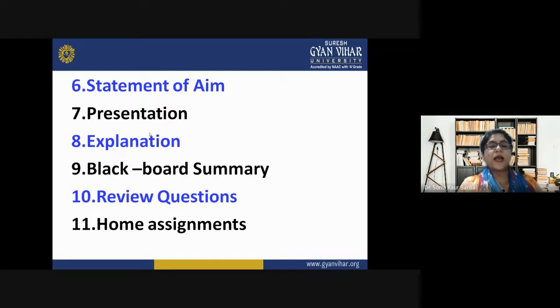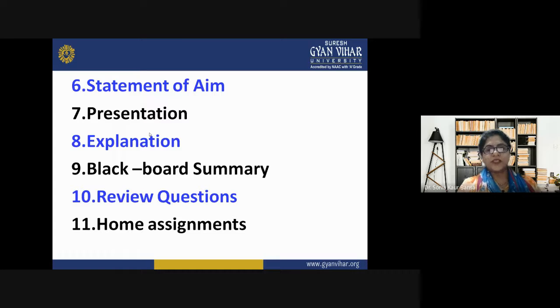So the next, the blackboard summary, is very important when we are planning a lesson plan before the teaching. So the blackboard summary is a must, and we must take care that only the important points are written on the blackboard, and it is written with accuracy. There should not be any spelling mistake, and it is expected from a teacher that the handwriting must be legible and readable.